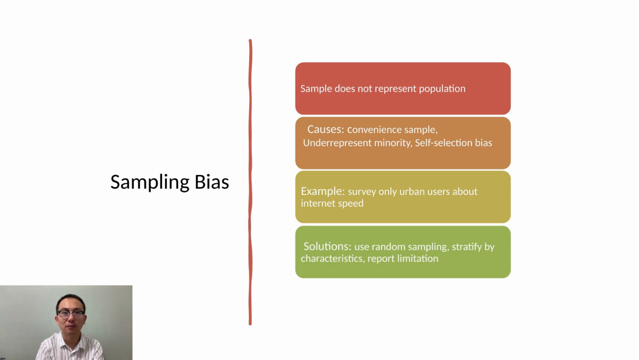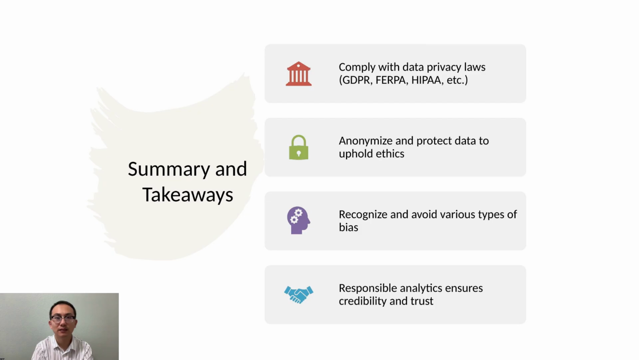To avoid sampling bias, use random sampling when possible. Stratify by important factors like age, region, or gender, and always acknowledge your sample's limitations to keep your analysis honest and credible. Responsible analytics isn't just about math, it's about protecting people, building trust, and making ethical decisions. By following privacy laws, handling data carefully, and avoiding bias, we can use analytics for good while respecting the rights and dignity of everyone involved.